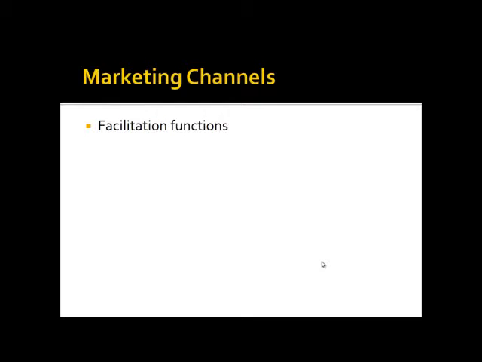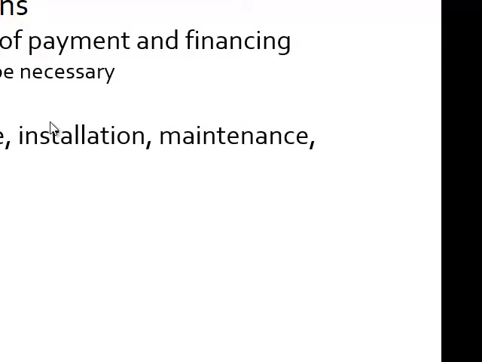Facilitation functions. There are several considerations in this category. First is dealing with forms of payment. When you go to Best Buy to buy a big screen TV, you can pay with a credit card, cash, write a personal check, use a debit card, use a gift card. All right? If it's really expensive, you can lease it, take out a loan. So if customers are likely to use multiple forms of payment, you have to make sure that your channel can accept them.